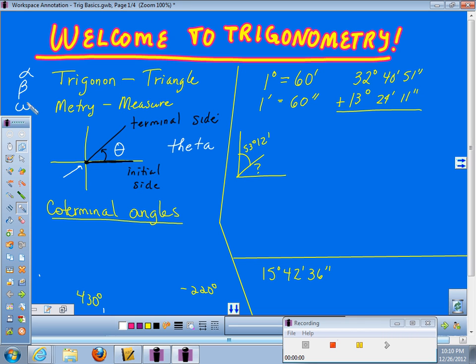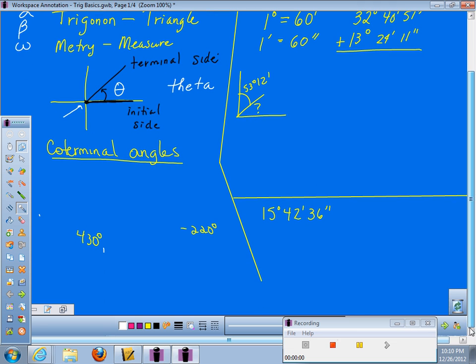Now, one of the things we have to talk about is the fact that the location of an angle on a coordinate system can actually represent several different angles, and they are called coterminal angles.